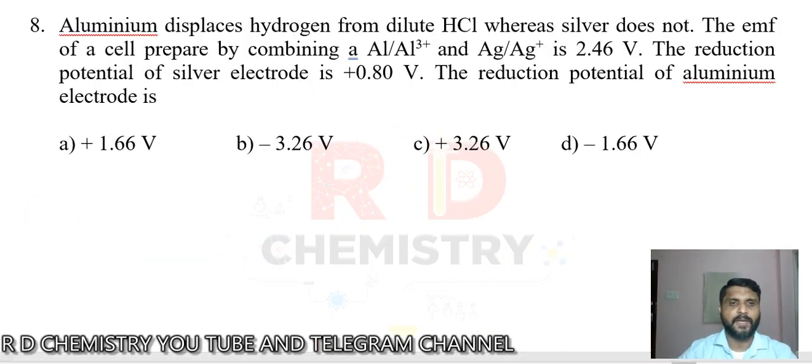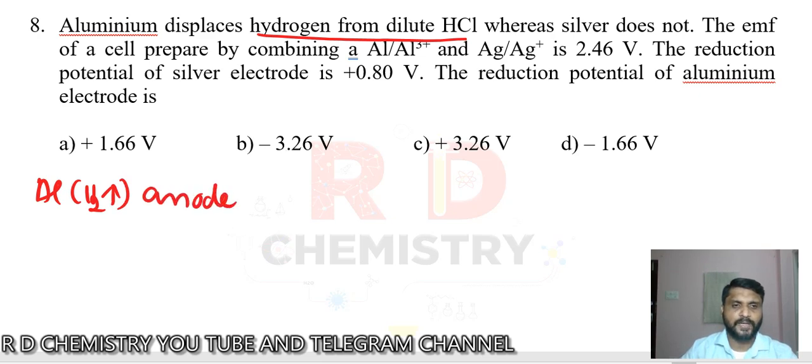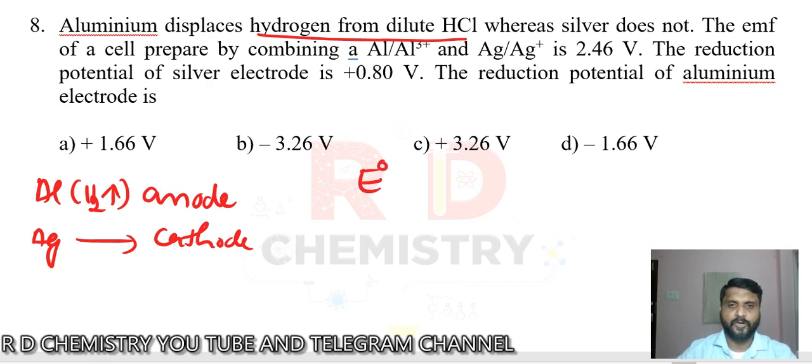Next question. Aluminum displaces hydrogen from the dilute acid. If aluminum displaces hydrogen from the dilute acid, it should be the anode. Remember, the anode can liberate hydrogen, silver does not. That means silver should be the cathode. Silver should be the cathode. And the cell is constructed using aluminum and silver, and its E0 cell is equal to 2.46.